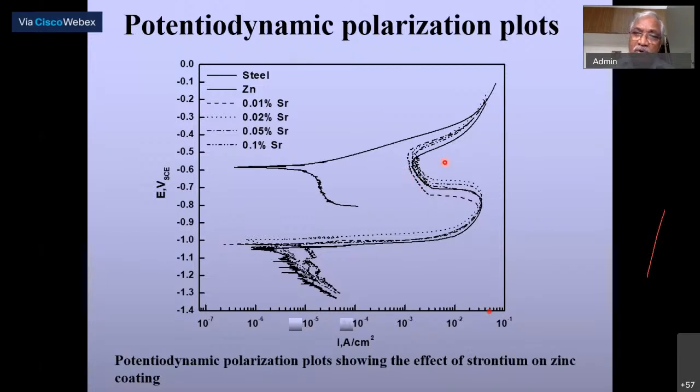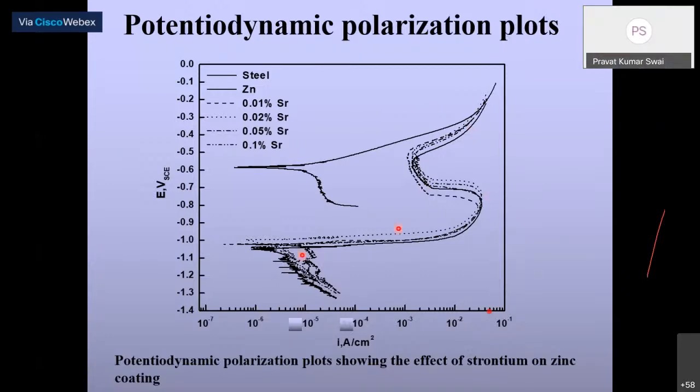Then I asked him, "Please go and look at the sample in the microscope." He took the sample after polarization up to this point, and he found the coating had completely dissolved. The coating did not last longer. What does it mean? When you anodically polarize it, zinc dissolves and dissolves, and after some time, because these are all few micron thick coatings, the coating dissolves. So the current that we measure here is partly due to dissolved coating and partly due to what remains.